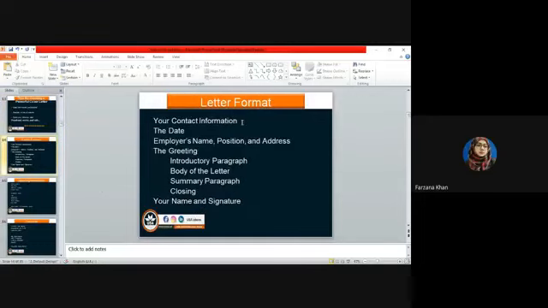So here we are going to start. You are going to learn the format of the cover letter. You are well aware of the format of the letter.